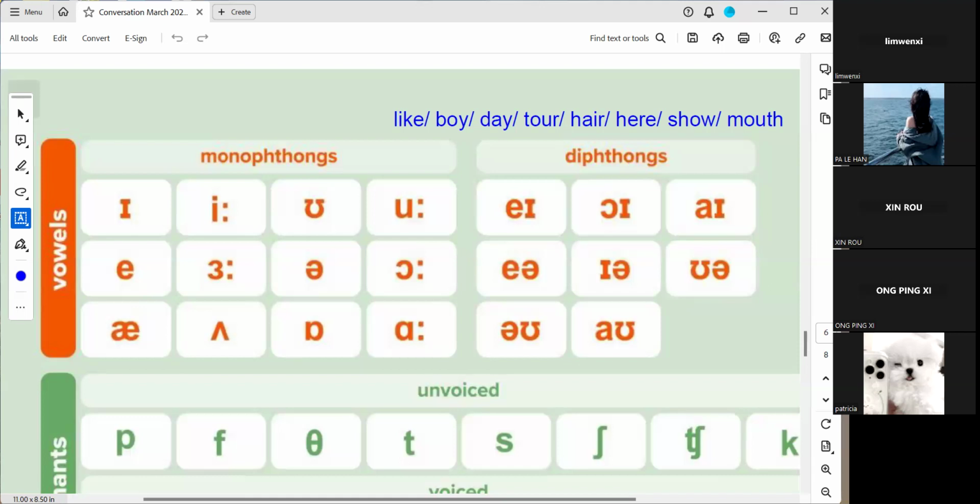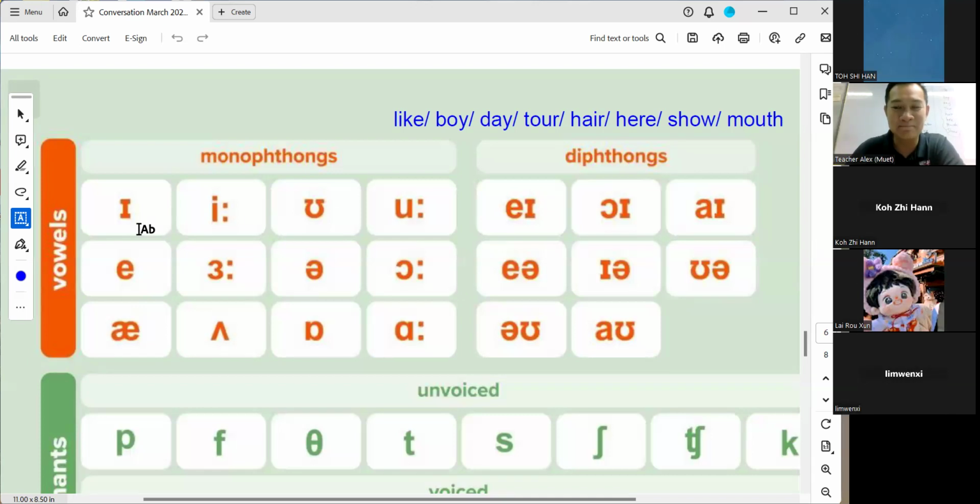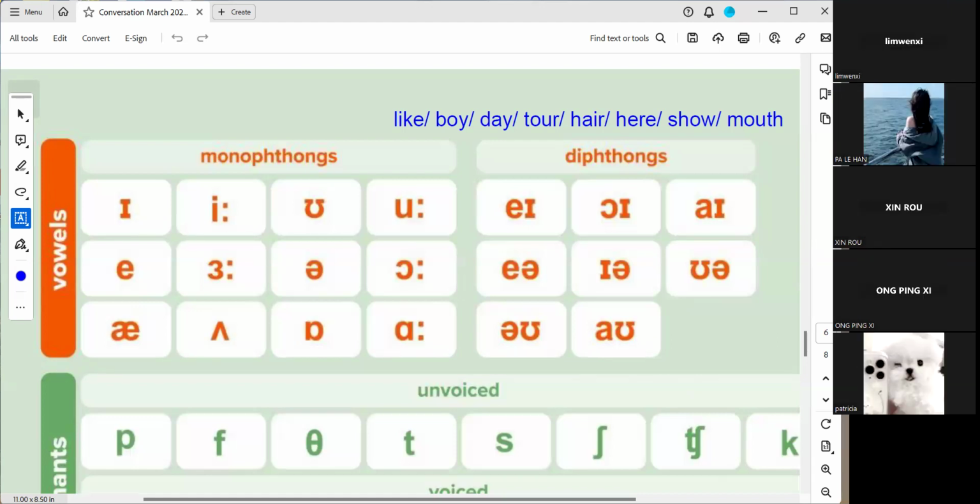Singro, hello. I'd like to invite you to read the first line. This one. This is E. E. This one. E. This is U. U. This is U. Okay, thank you so much. Bingxi, please read the second line. Thank you so much.